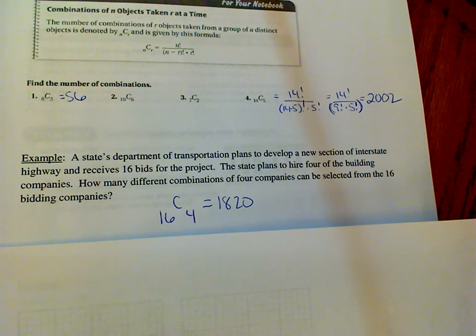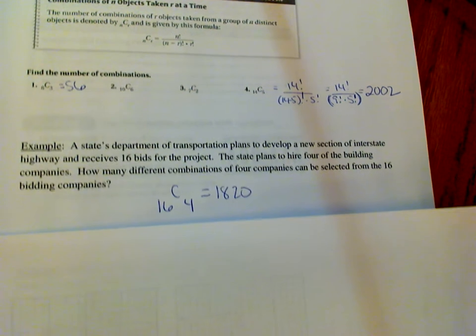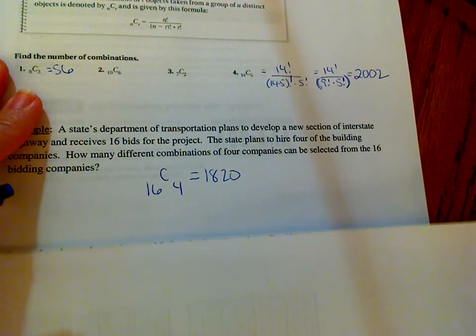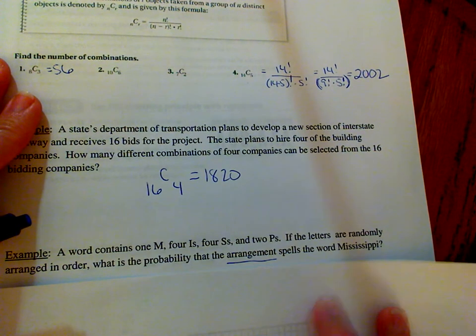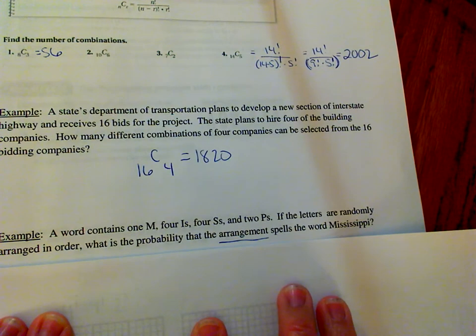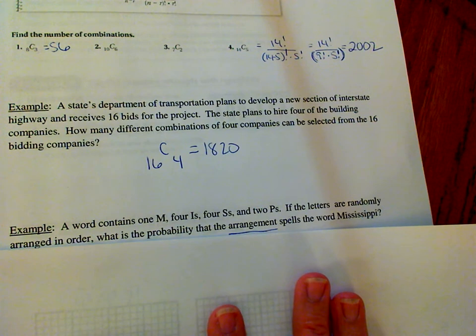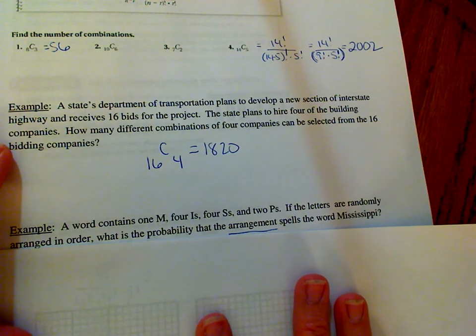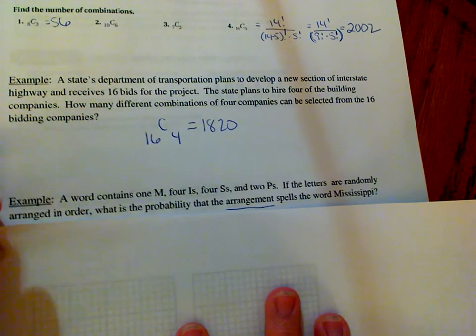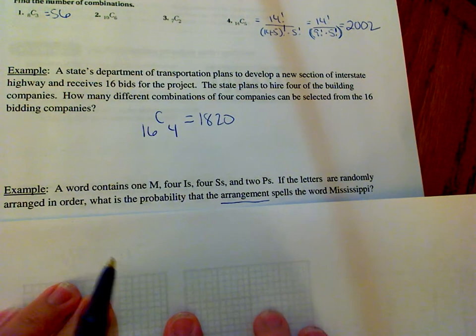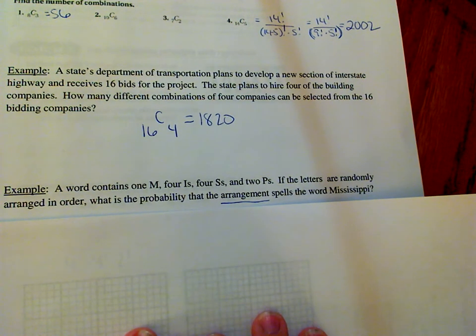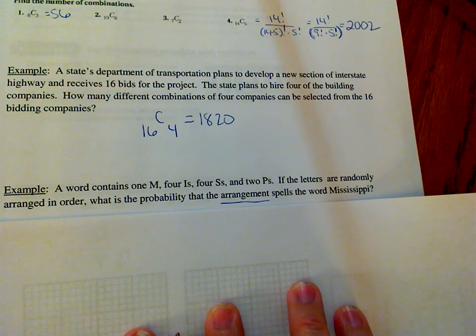Combinations can also be really helpful when you're trying to calculate large probabilities. Okay? If you look at the next example, it says a word contains 1 M, 4 I's, 4 S's, and 2 P's. If the letters are randomly arranged in order, what is the probability that the arrangement spells the word Mississippi? Well, the first thing we need to know, since it is probability, is how many ways can you spell Mississippi, and then also how many total different arrangements can there be. And the clue word there is arrangement, lets you know this is a permutation, meaning order is important.